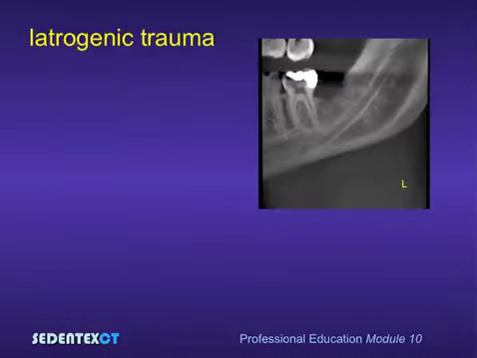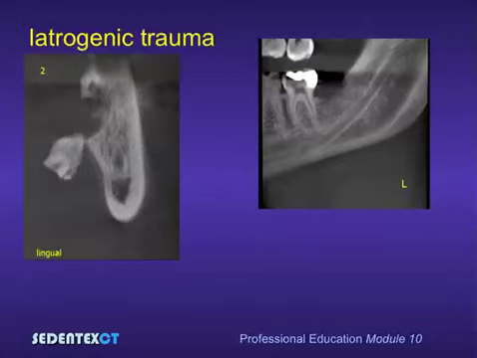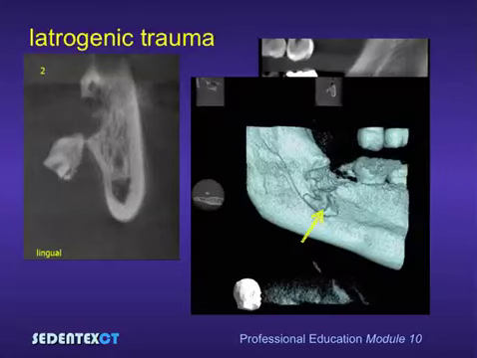Trauma can also be iatrogenic. Here is a patient who underwent removal of the lower left third molar. Unfortunately, during the extraction, the tooth was apparently lost. The cone beam CT scan demonstrates that much of the tooth had been displaced in a lingual direction, and we can see this very clearly on the volume rendered image here.